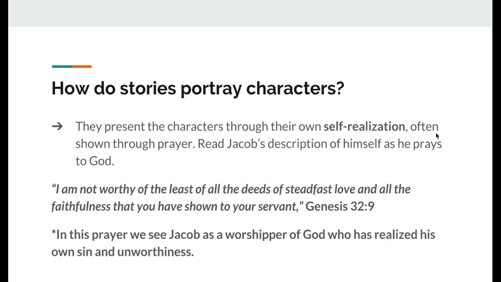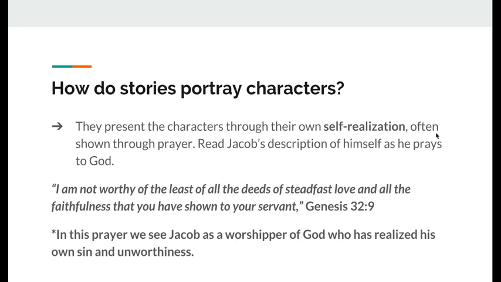A third way that stories and storytellers portray characters is through their own self-realization, often shown through prayer. Read Jacob's description of himself as he prays to God. So this is later on in Jacob's life. After he cheated his brother, he says, "I am not worthy of the least of all the deeds of steadfast love and all the faithfulness that you have shown to your servant." He's praying to God here.